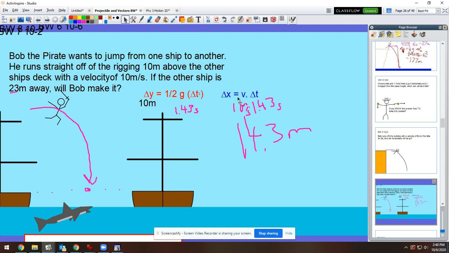Okay? So this is horizontal projectiles. Just remember that the x and y axis work independently, and they're affected by different things. The x-axis is affected by nothing. It's just constant, and the y-axis is affected by gravity.